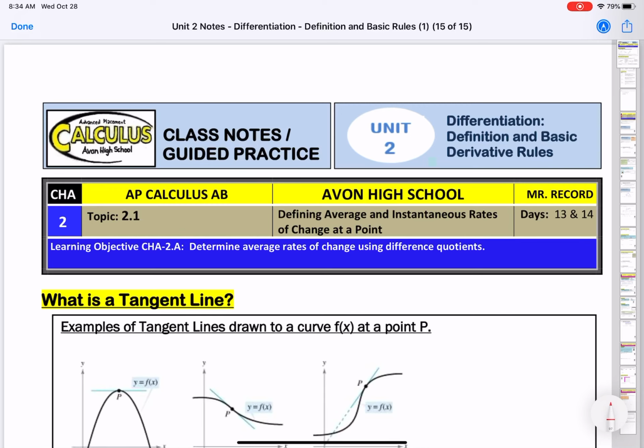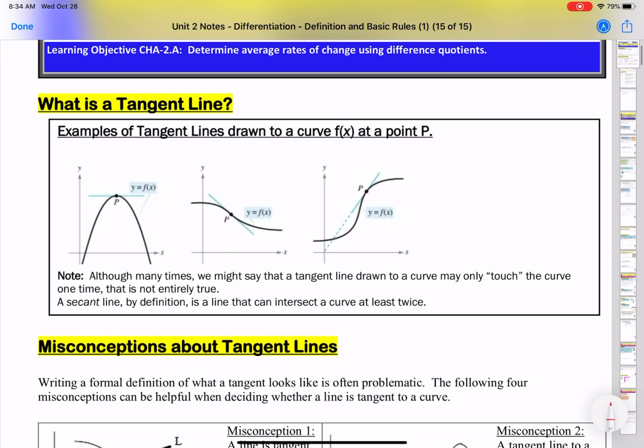Unit 2 is all about something called differentiation, which is a word we'll talk about what that means a little bit later on. But we're just going to get into some basic ideas that we'll be using really for the next several units today. So we're starting with a question. What is a tangent line?